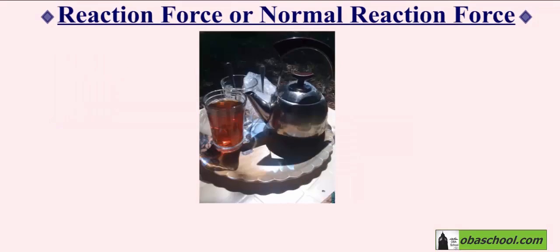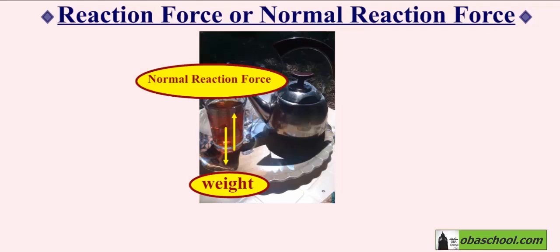In this picture, we see a set of objects on a tray. The gravitational force attracts the objects downwards. So if we determine the force of weight pulling the cup downward, this means that this cup should fall on the ground. Here we can deduce that there is another force that is opposite to the weight, preventing the cup from falling. This force is called the normal reaction force. It has the same value as the weight, but it is opposite in direction.